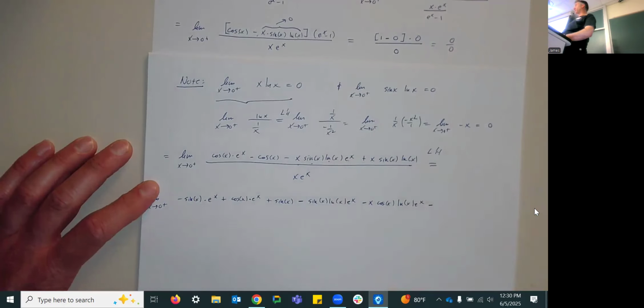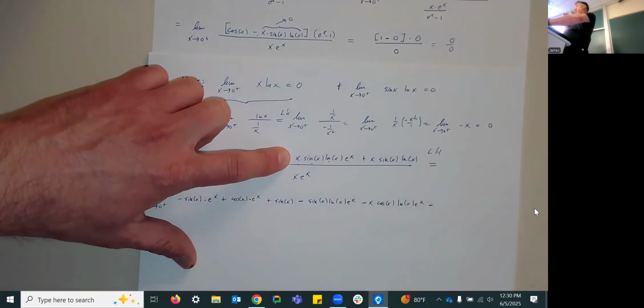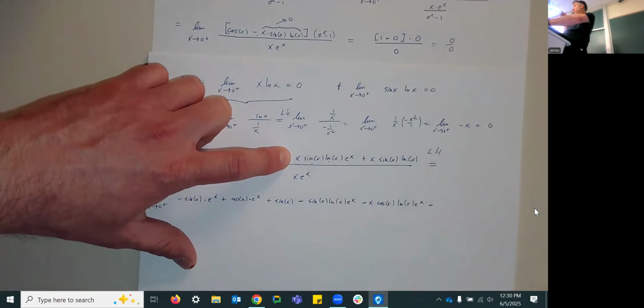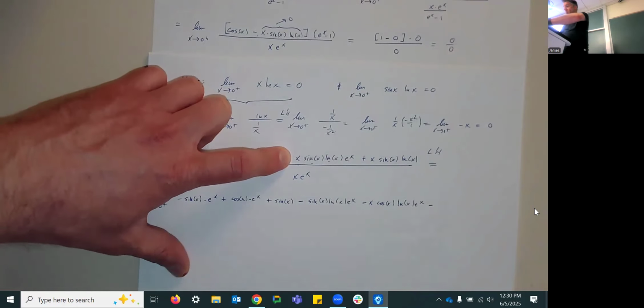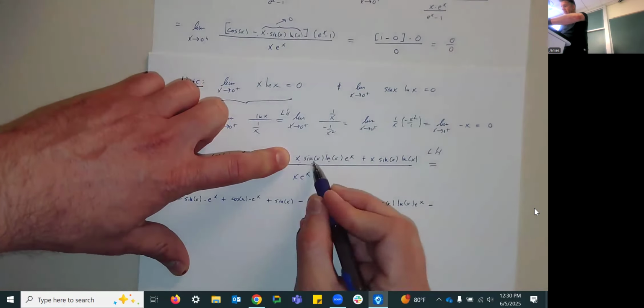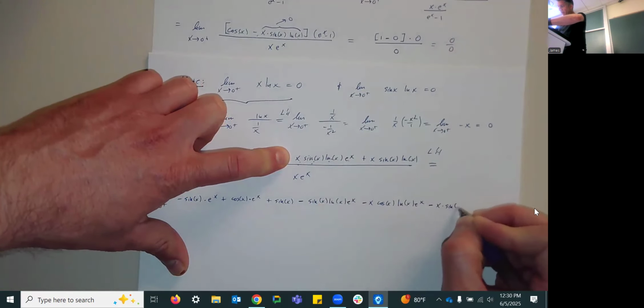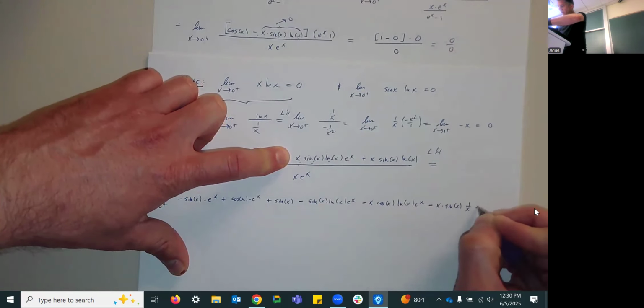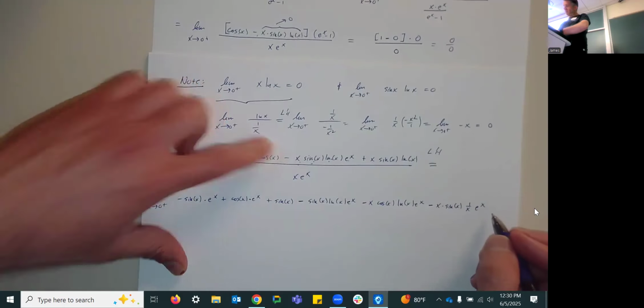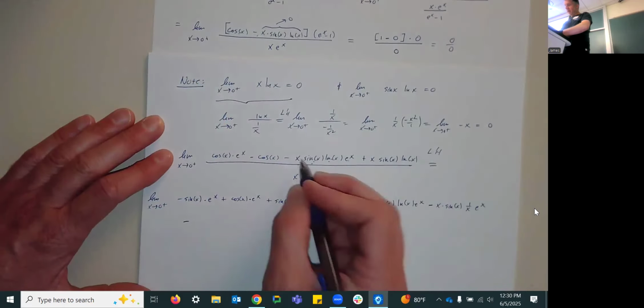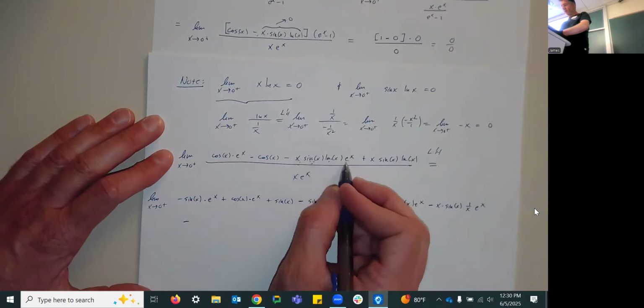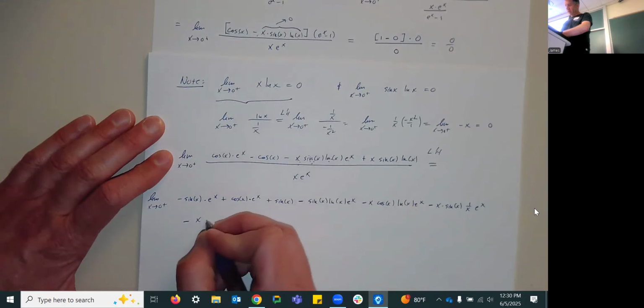minus, and it's all minus because it's a minus all 4 of these products added together. So it's a minus each one, because the minus sign will distribute. Minus x times sine times the derivative of the natural log of x, which is 1 over x, times e to the x. Finally, minus x times sine times natural log times the derivative of e to the x, which is still e to the x.